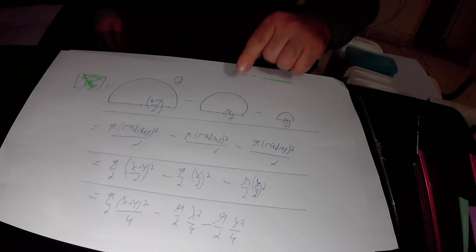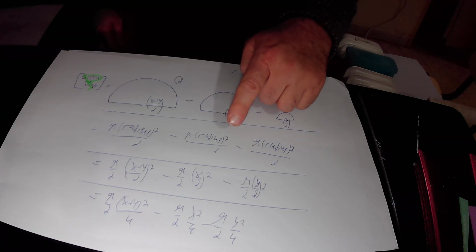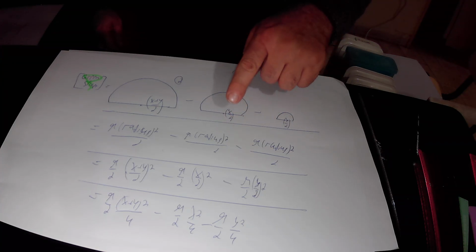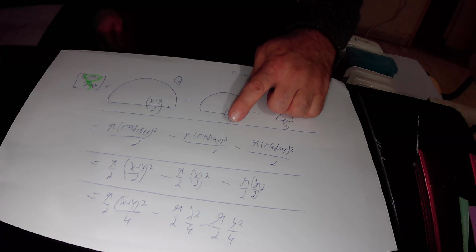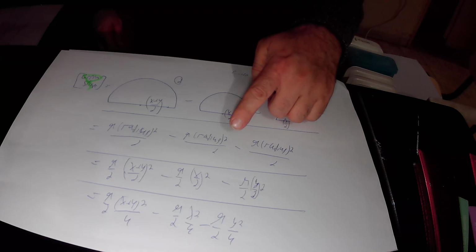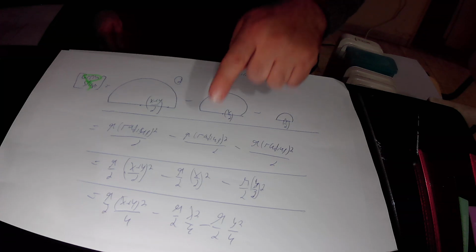Likewise, the area of this medium semicircle equals pi times the radius of the medium semicircle squared over 2. So it is pi over 2 times the radius of this medium semicircle squared. The radius is x over 2, therefore the radius squared is (x over 2) squared. So in total, we found that the area of this medium semicircle equals pi over 2 times (x over 2) squared.